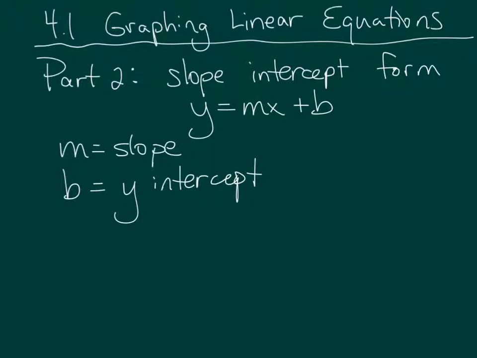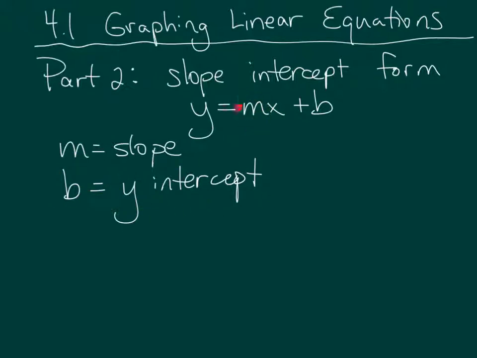All right, so now we're still graphing linear equations, but this part 2, as I'm calling it, is when you're given the slope-intercept form of a line. So when the equation is in y equals mx plus b, we know from this that the m value is our slope. Just the m value, not mx, just the m value. And the b value is our y-intercept.